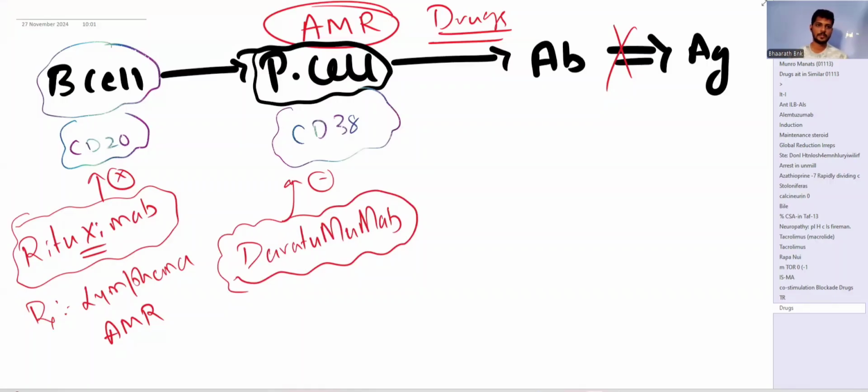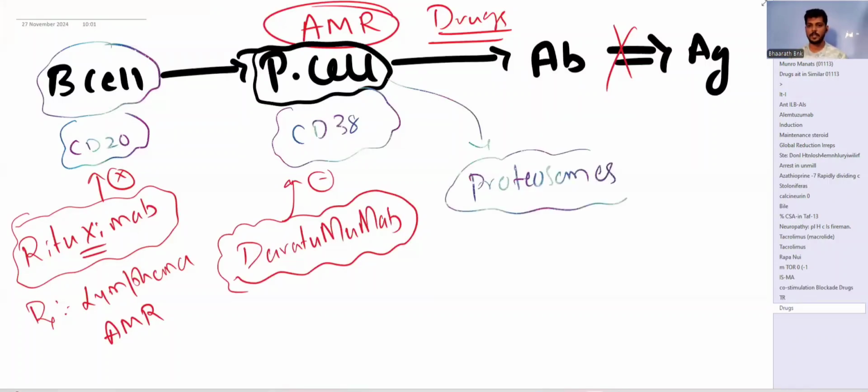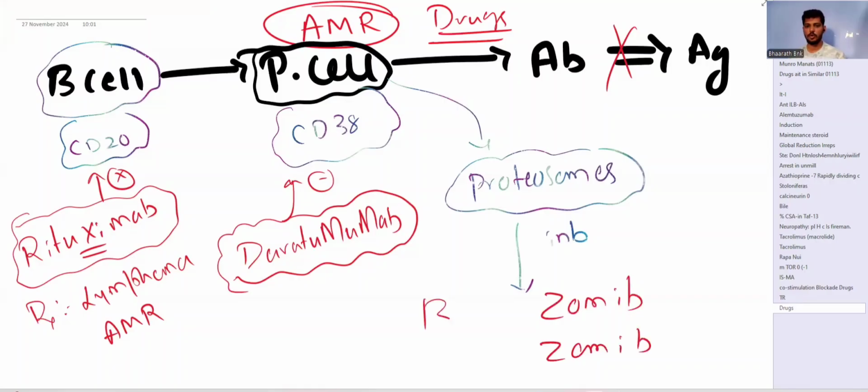Also in the plasma cells, there are proteasomes. Now these proteasomes are repair enzymes. Now if we can inhibit these proteasomes, then we have the inhibition of the plasma cells. So those drugs which inhibit this proteasome are called zomib because they are proteasome inhibitors. So they are called zomib. And the two drugs are bortezomib and carfilzomib. Right? So these are the drugs which act on the plasma cells.